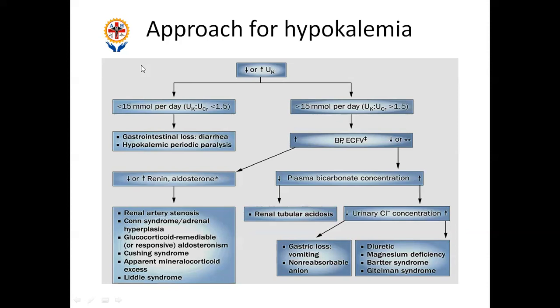And if you have hypertension and ECF is high, then you need to think of mineralocorticoid excess syndromes, aldosterone excess syndromes. So potassium less than 15 in urine, likely extrarenal losses. Potassium more than 15 in the urine, it is mainly renal losses. And one exception here is vomiting. Because of vomiting, there will be a large amount of H plus loss, so the body is trying to conserve H plus, and there potassium can be lost.